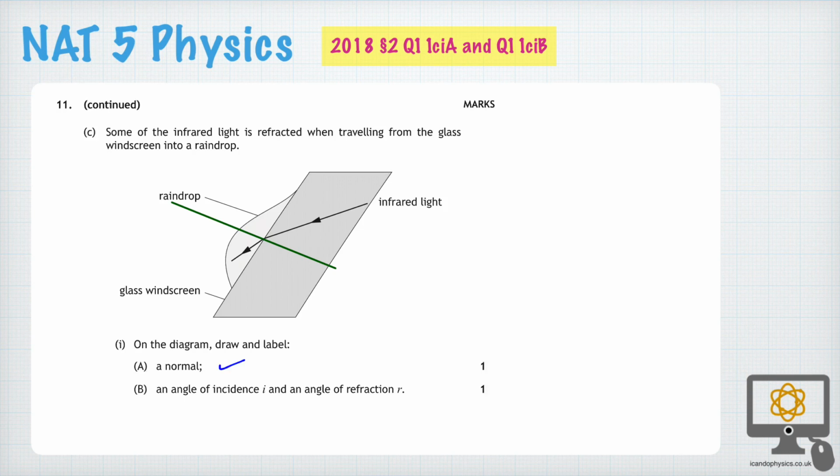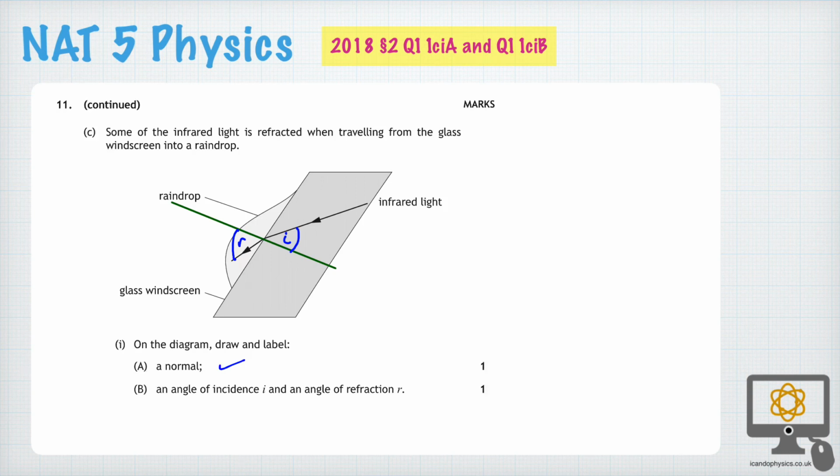Then part B is to identify the angle of incidence and refraction. Angles always need to be measured between the ray and the normal. So the angle of incidence will be this angle in here. I'll just do it correctly. So between there and there, and I'll label that an I. And the angle of refraction is the angle on the other side, which is this angle here. And so if you can identify those correctly, you'll get the mark.